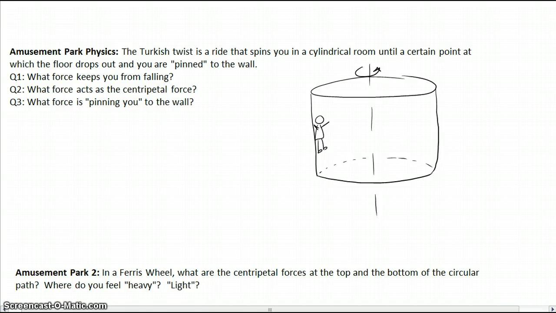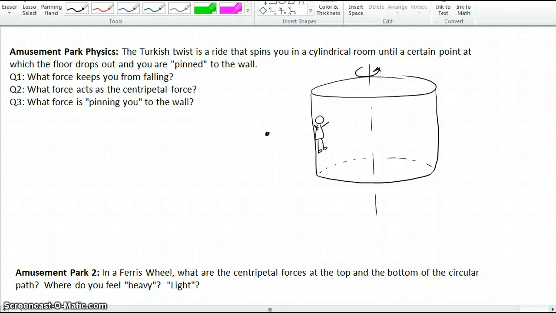What is a correct free body diagram for this person? Well, let's think about this. I'll draw it off here to the side. Here's my little dot representing the person. What forces are pulling down? What forces are pulling up? Because we're being asked these questions here. Something's pinning us to the wall, and they ask us what force keeps you from falling, what force acts as the centripetal force, and what force is pinning you to the wall? Well, let's find out. I'll do these all in red.